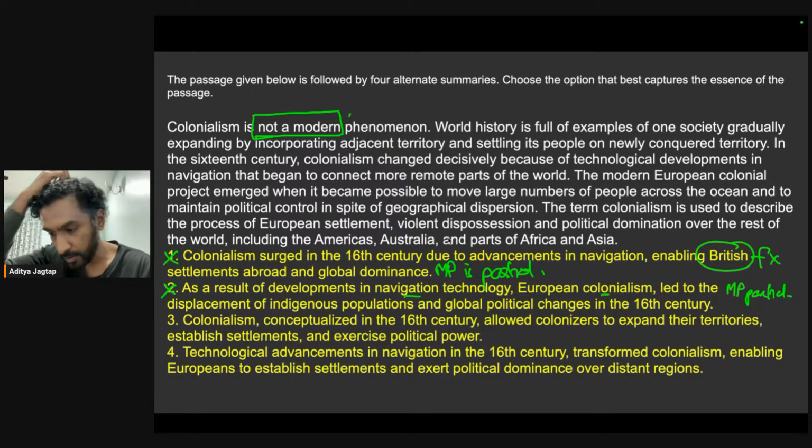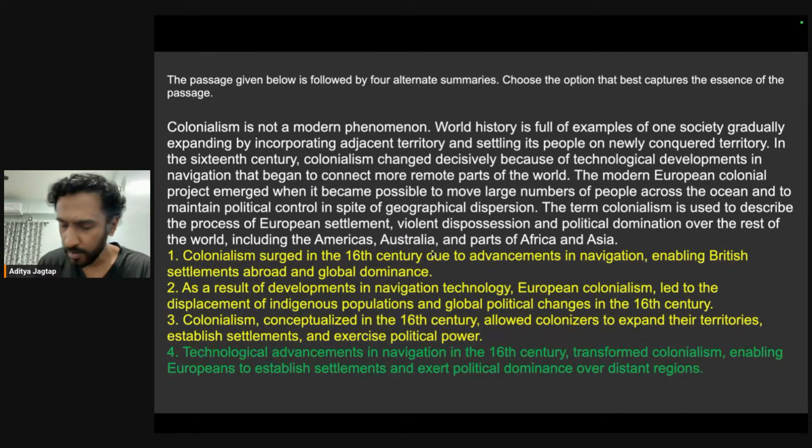Then let's compare option three: colonialism, conceptualized in the 16th century, allowed colonizers to expand their territories, establish settlements, and exercise political power. Option three cannot be accepted because it says colonialism was conceptualized in the 16th century. Even about the topic, option three is misstating a fact, so it is clearly invalid. We're left with option four. Option four says technological advancements in navigation in the 16th century transformed colonialism, enabling Europeans to establish settlements and exert political dominance over distant regions. Okay, so four is the right answer.